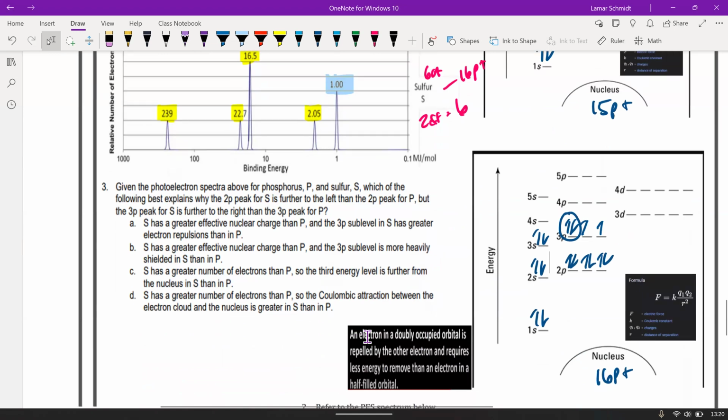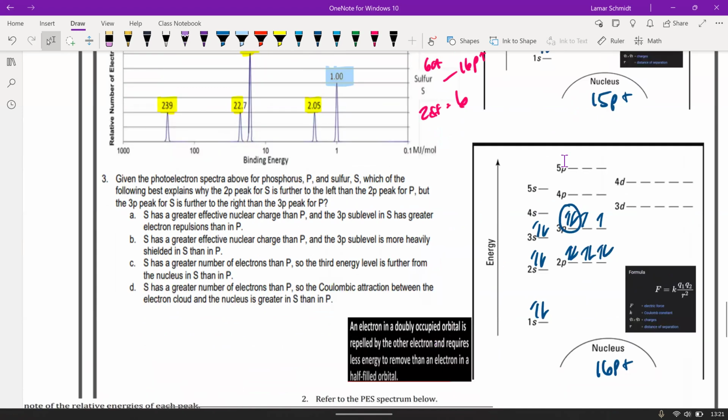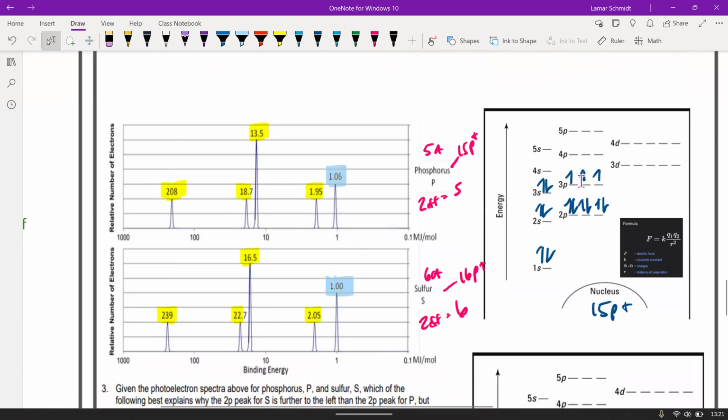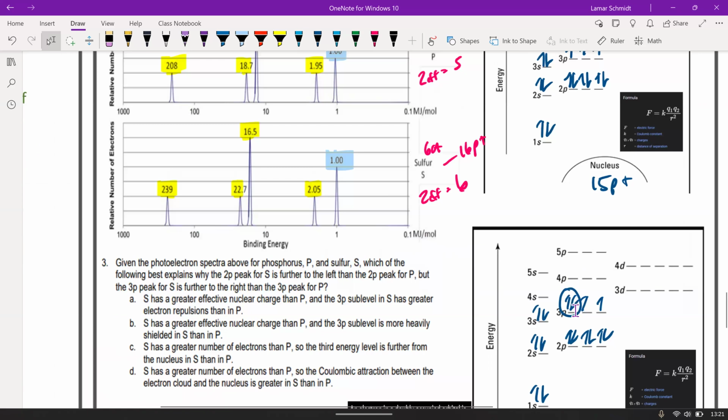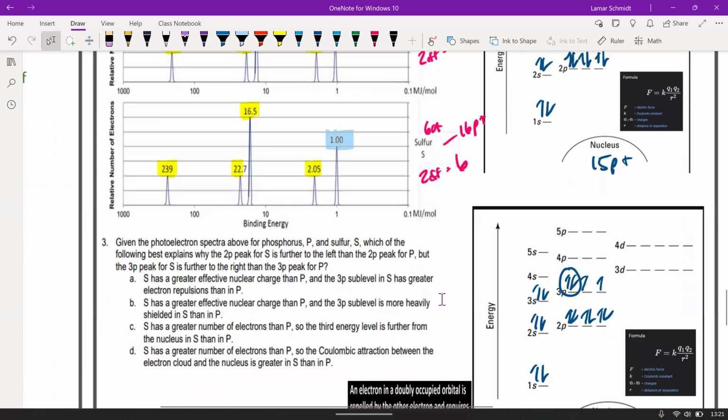And I also put this in this black box here. An electron in a doubly occupied orbital is repelled by the other electron and requires less energy to remove than an electron in a half-filled orbital. So in this half-filled orbital, that's going to require more energy because there's no repulsion. It's very stable. Here, because there are two electrons right there, there's some electron repulsion, which is driving down the force of attraction, or the amount of binding energy, in that last peak. Do you see that? I did spell that out for you, so make sure you look at that.